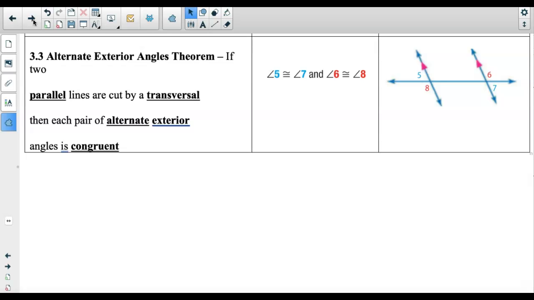Congruent means they have the same measure. So this measure 8 and this measure 6, they are the same. And the 5 and the 7 are also congruent to each other.